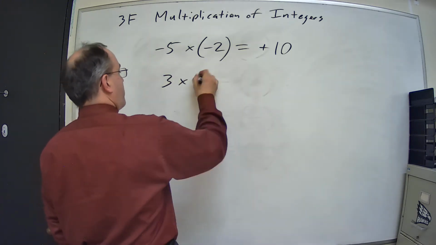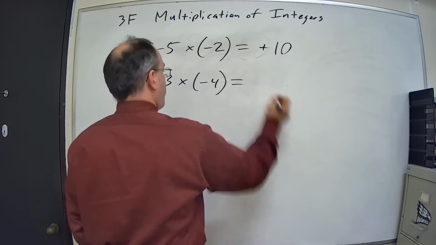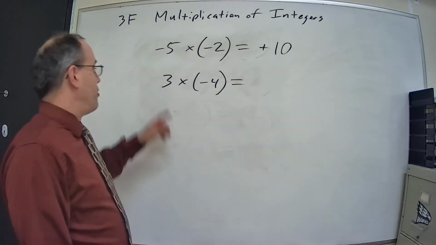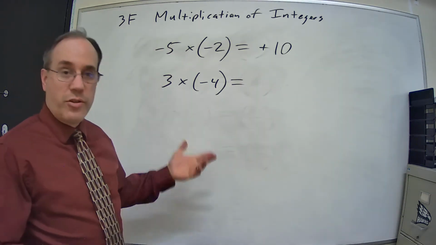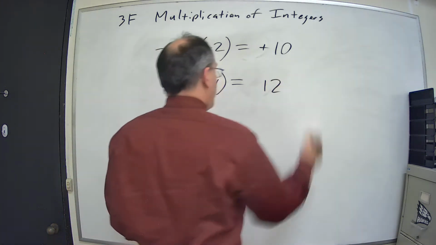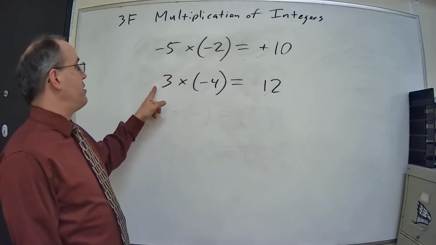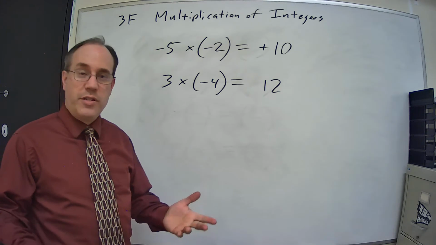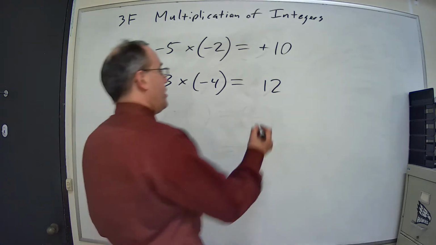3 times negative 4. Again, we look at the value. 3 times 4 is 12. And then we look at the signs. We have a positive and a negative. The signs are different. Therefore, the result is going to be negative.